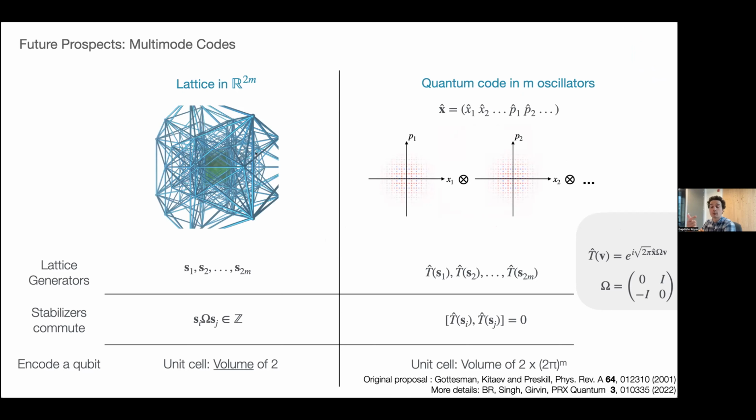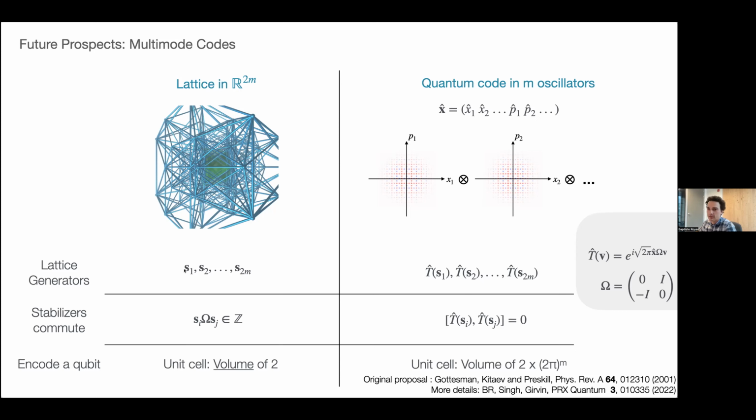If you have a single mode, we have two quadrature coordinates, x and p. If we have m modes, we have twice the number of coordinates. So if we have two modes, we have 4 quadrature coordinates, x1, x2, p1, and p2. And so we can follow the same procedure. We find a nice lattice in 4 dimensions. Now it becomes a bit hard to illustrate, but the procedure is the same.